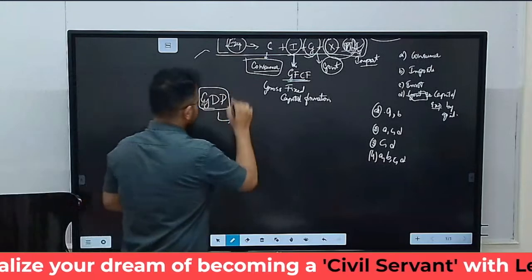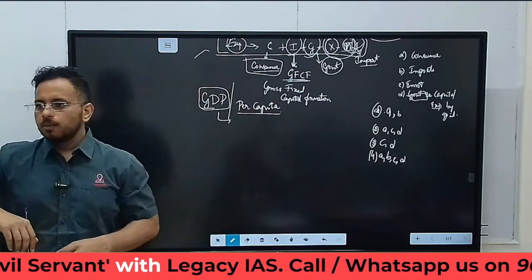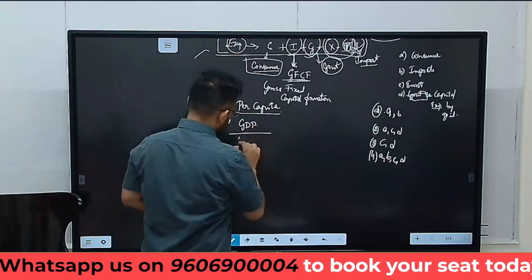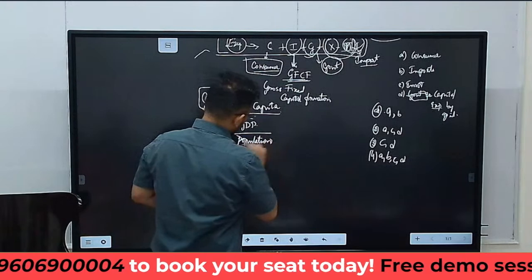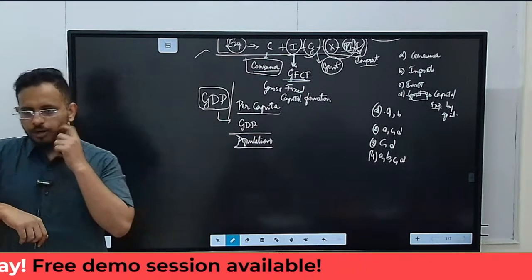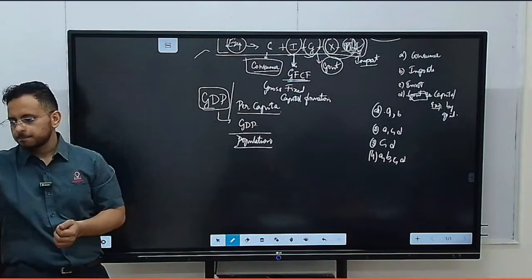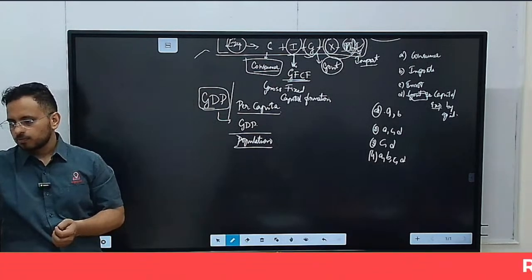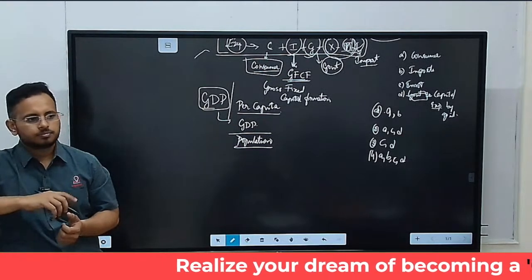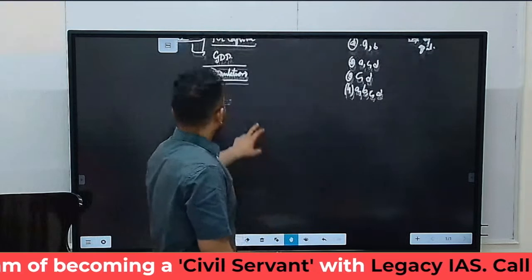Okay. The next term is GDP per capita. What is GDP per capita? When you divide GDP by the population, you get GDP per capita. GDP divided by the entire population will give us the value of GDP per capita. Okay, now two very important terms to understand.